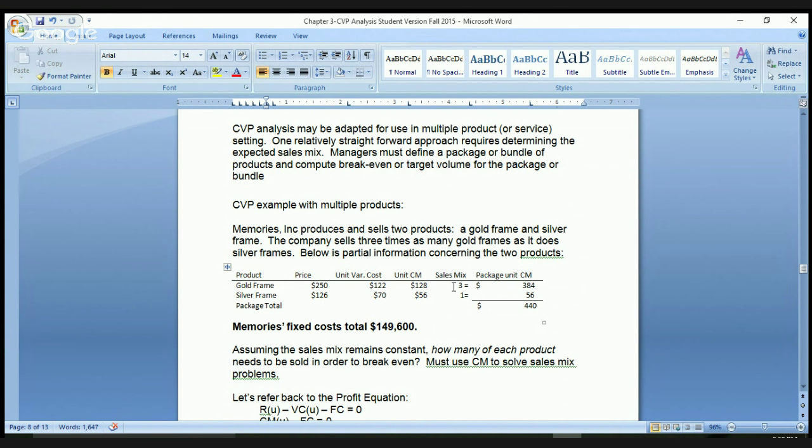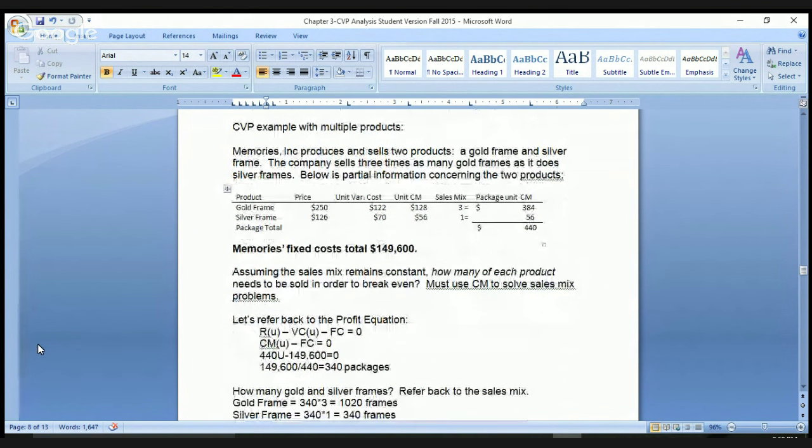So if I take the 3 times the 128, I get $384 as my contribution margin for the gold frame. If I take 1 times 56, I get $56. Add that together to my total package, which contains 3 gold and 1 silver. That means that I'm going to have a contribution margin of $440. Now, then we refer this back to the same type of formula that we've had before.